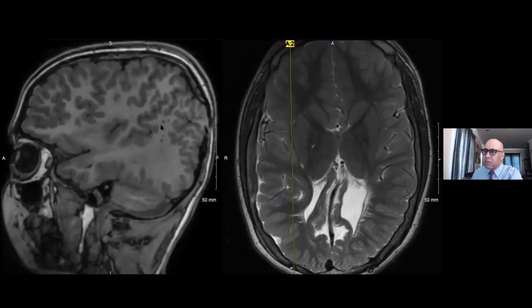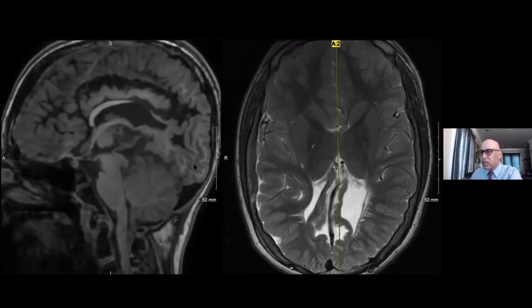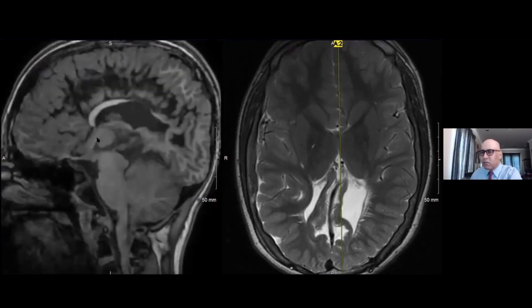There's also an element of ulegyria, which is gyri that are narrowly spaced, not due to a malformation of cortical development, but due to a paucity of white matter subjacent to these gyri. So we see the corpus callosal dysgenesis, posterior predominant white matter volume loss, a prominent massa intermedia.